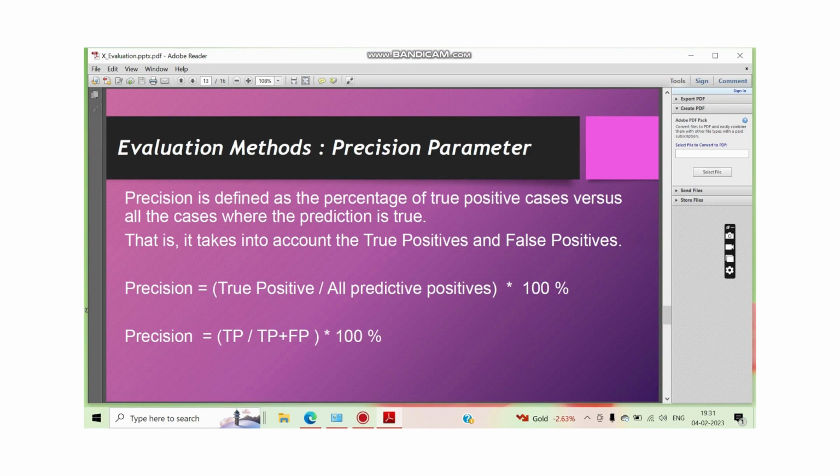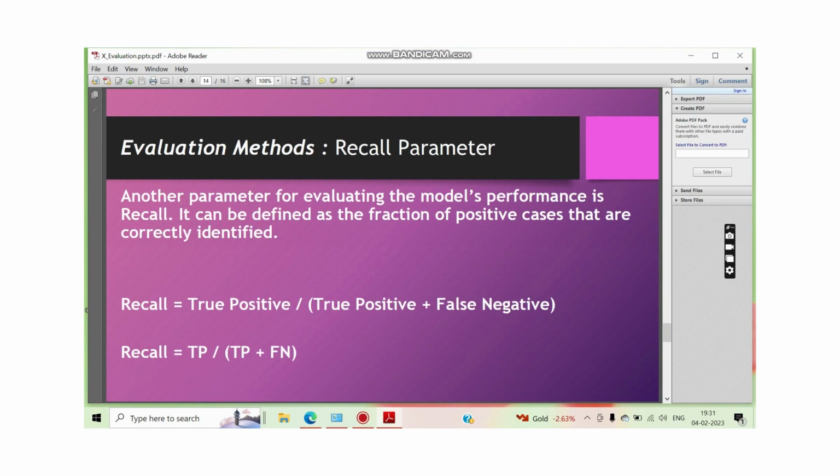Now, after the precision parameter, we have the next parameter, that is the recall parameter. Now, students, what is the recall parameter? Recall is defined as the fraction of positive cases that are correctly identified. If you notice the formula of recall, only one small change is there. What is that small change? The small change is of FN in the denominator.